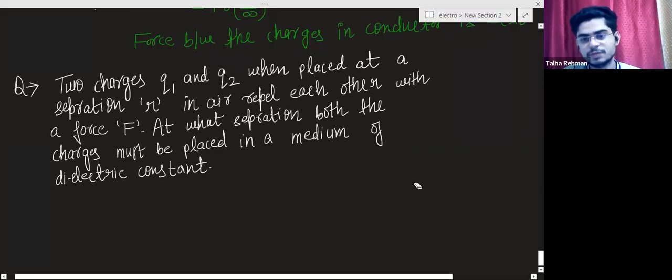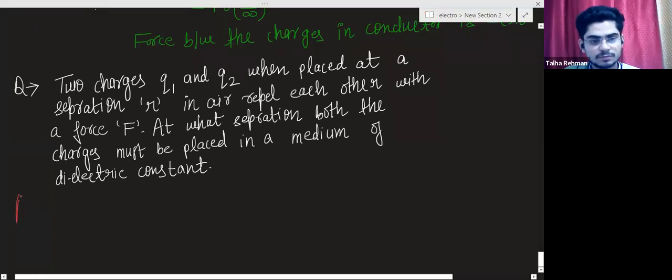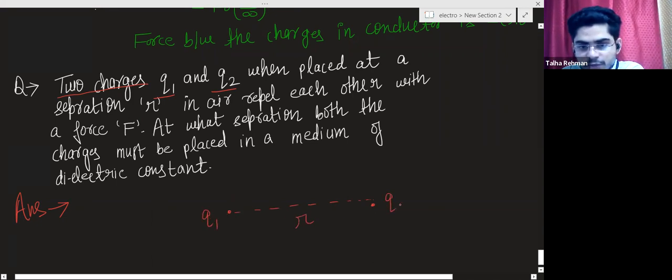So now we have to solve this numerical. First thing, to solve the numerical, read the numerical carefully. Two charges, Q1 and Q2, when placed at a separation r in air, repel each other with a force F.